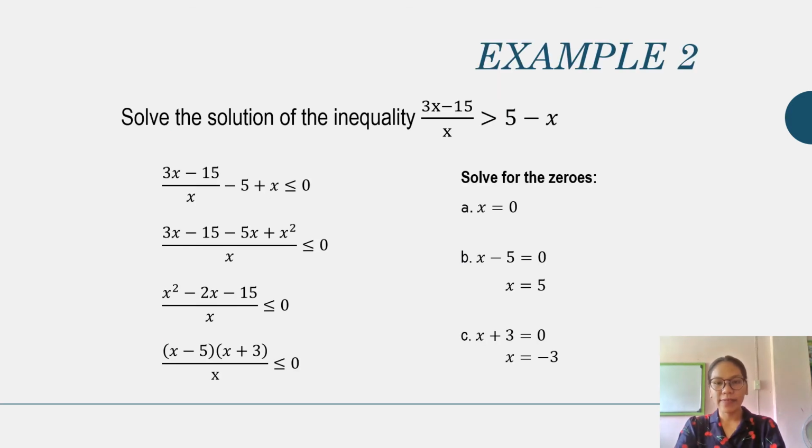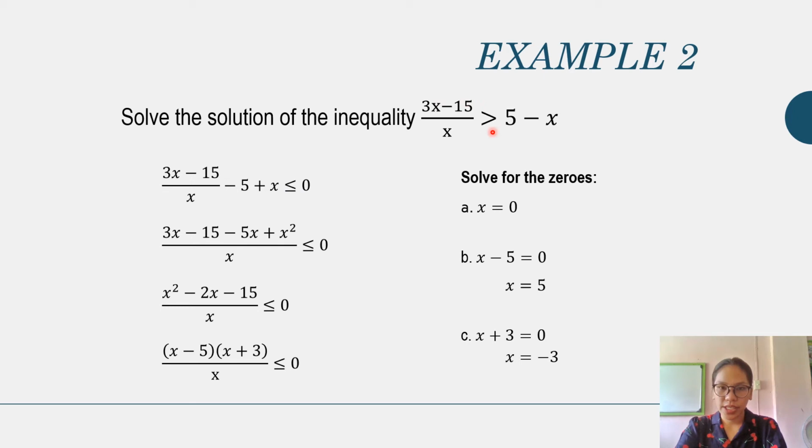Okay, lastly, we have example number 2. Solve the solution of the inequality 3x minus 15 over x is greater than 5 minus x. Take note that this is a linear function and this is a rational function. Okay, again, first step natin is we're going to simplify. So, combine like terms muna tayo or transpose natin yung nasa right side to the left side.